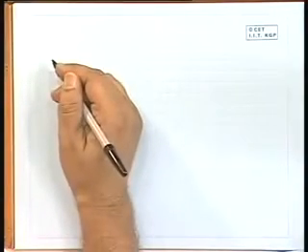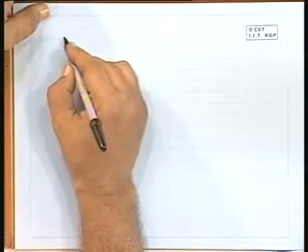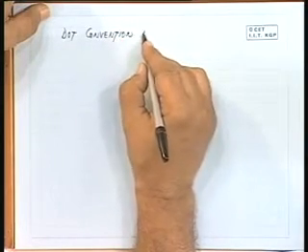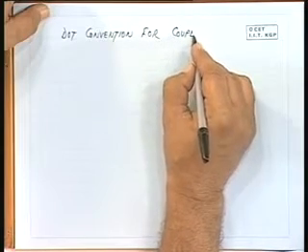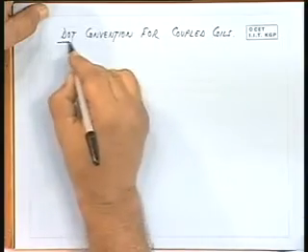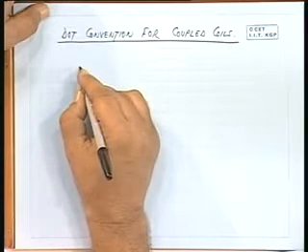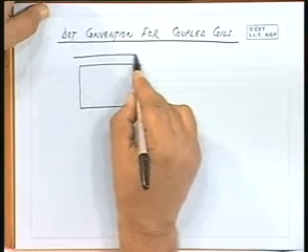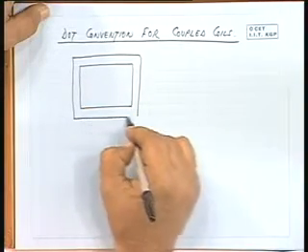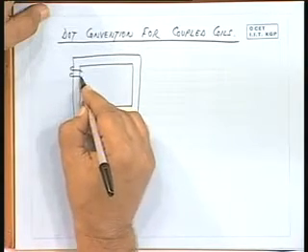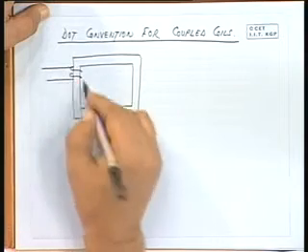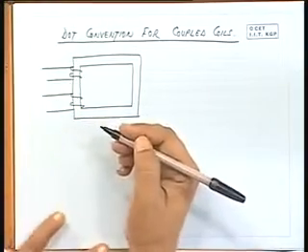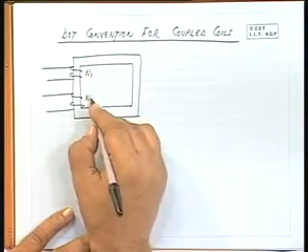Next we come to the dot convention of coupled coils. What should be the dot convention for coupled coils? Two coils are coupled. Let us assume a ferromagnetic core is used and two coils are wound over it. To simplify the matter, let us take two coils in the same sense. We have two coils like this, having number of turns N1 and N2.